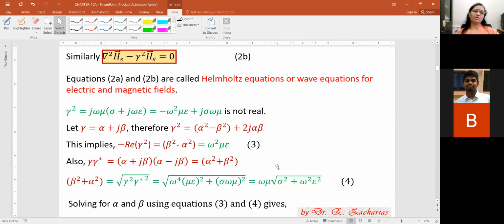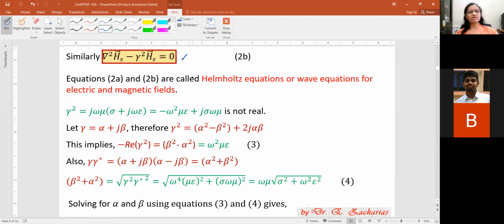That equation would have been del square ES minus gamma square ES equal to 0. Or you would have got an equation in terms of magnetic field: del square HS minus gamma square HS equal to 0. Or you have equation 2. Equation 2 consists of equation 2a and 2b. One is written in the form of electric field and the other in the form of magnetic field.